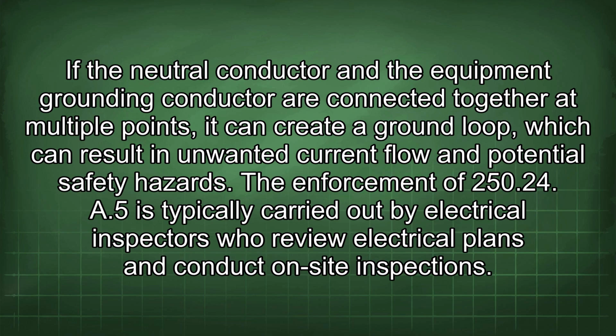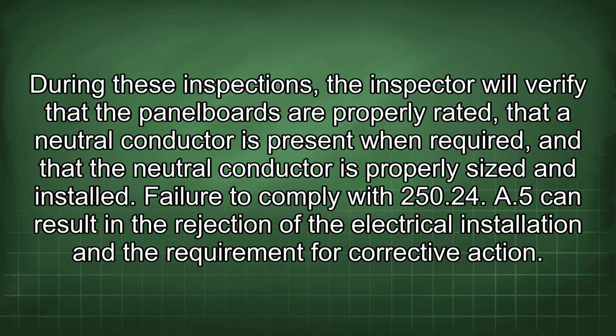The enforcement of 250.24(A)(5) is typically carried out by electrical inspectors who review electrical plans and conduct on-site inspections. During these inspections, the inspector will verify that the panel boards are properly rated, that a neutral conductor is present when required, and that the neutral conductor is properly sized and installed. Failure to comply with 250.24(A)(5) can result in the rejection of the electrical installation and the requirement for corrective action.